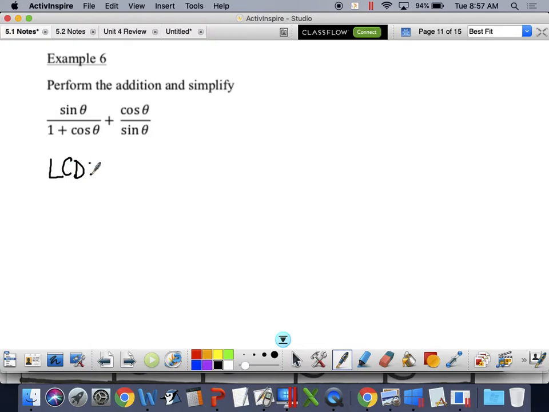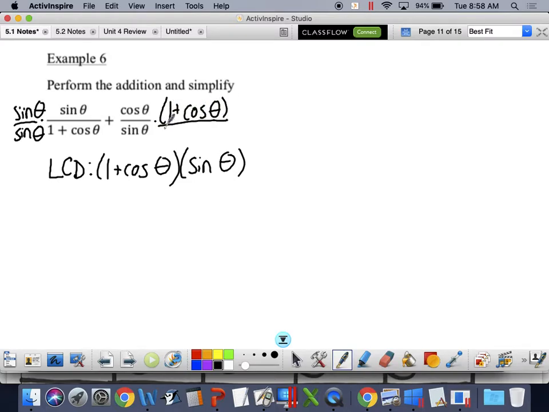My least common denominator, well, this fraction here says you need a 1 plus cosine theta in your denominator, and this fraction over here says you also need a sine theta. So that is my least common denominator. I've got to have both of those denominators represented, which tells me I'm going to have to go back to each of my fractions and see what they're missing. This particular fraction is missing the sine, so I'm going to multiply by 1, or in this case, the 1 is sine over sine. Then I'm going to multiply this one by 1 plus cosine over 1 plus cosine. So let's go ahead and figure out what we get. I get the sine squared theta over that whole mess.